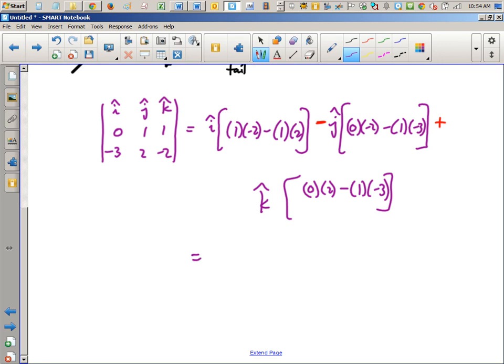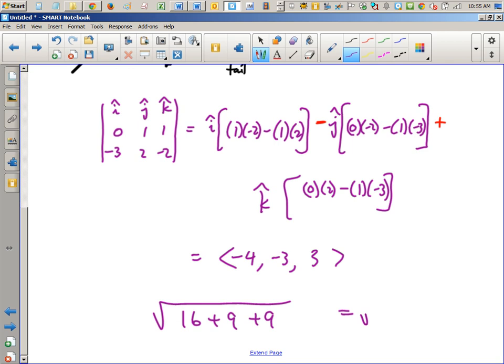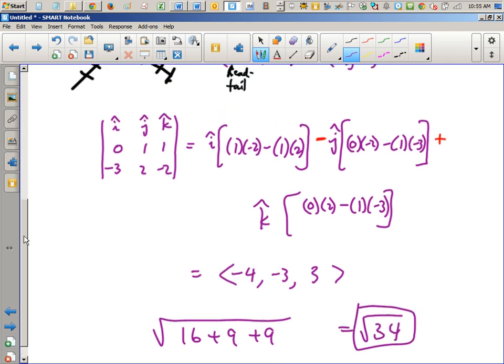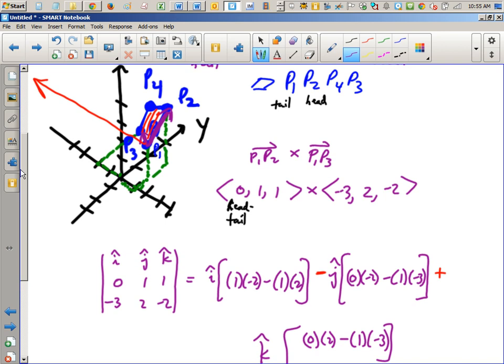And this gives you 3 components. We have negative 4 i hat, negative 3 j hat, and we got 3 k hat. And this is our vector, the cross product. If we find the magnitude, 16 plus 9 plus 9, that's root 34. That is the area of that parallelogram, not just the length. So I'm just reminding you that the length of the red is the area in red.